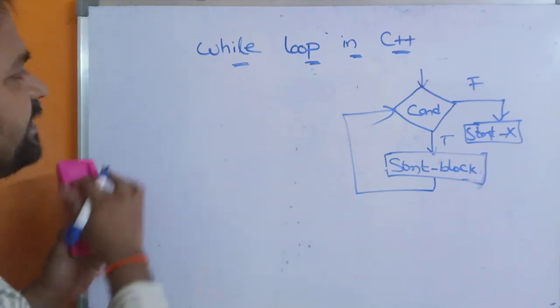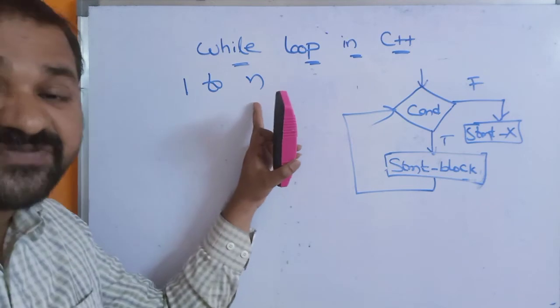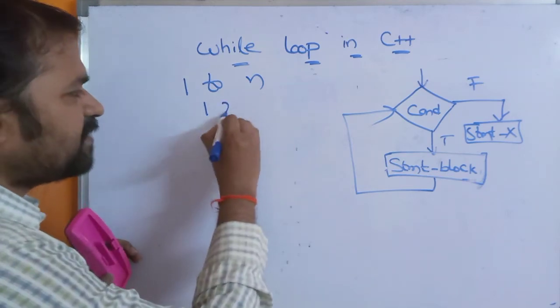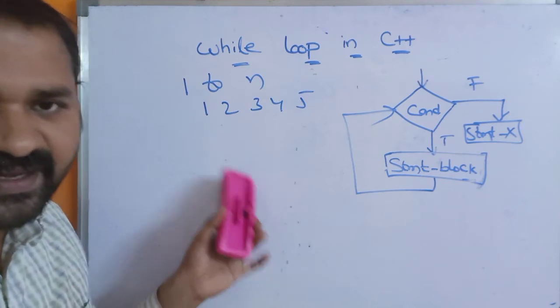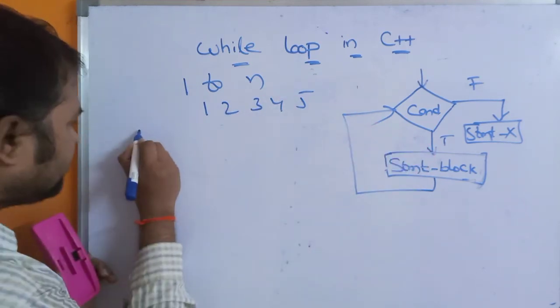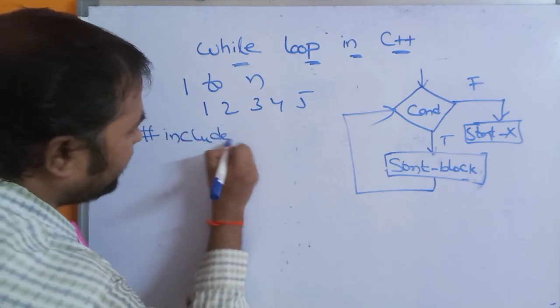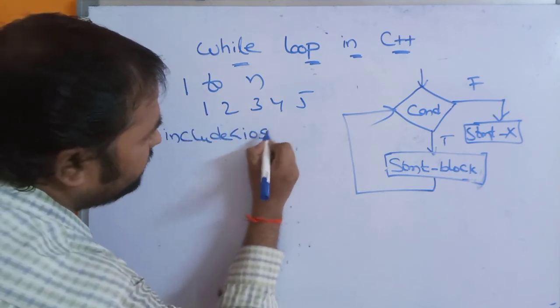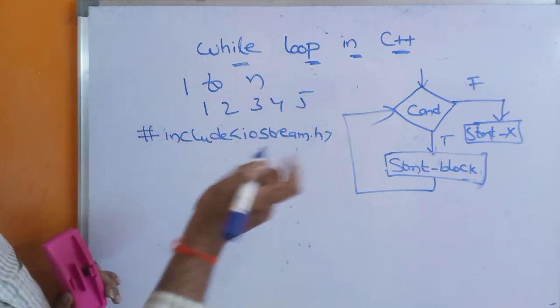Here our target is to print the numbers from 1 to n. If the n value is 5, then we have to display the numbers 1, 2, 3, 4, 5. If the n value is 10, then from 1 to 10. For that let us develop the program. So, hash include iostream.h. Why? Because in this program we are using cout and cin objects. They are present in iostream.h.